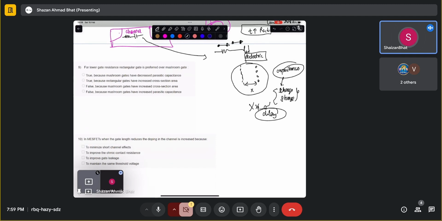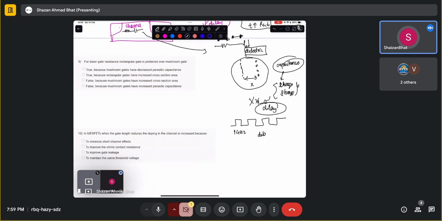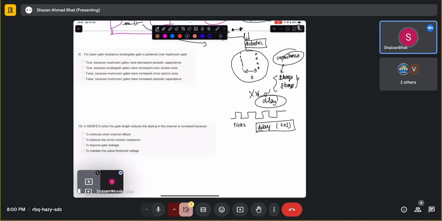Let's say you have a clock frequency of maybe 1 gigahertz, and if this delay created by the capacitance goes on increasing, let's say some delay of even 1 nanosecond is created, then it can create a huge problem in the device. That means it will at least slow down the device by 1 nanosecond. 1 nanosecond is small, but think about there are 1 billion transistors, not 1 billion, right now there are 50 billion, in a processor.